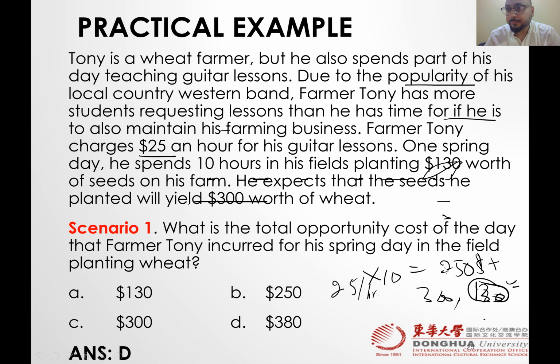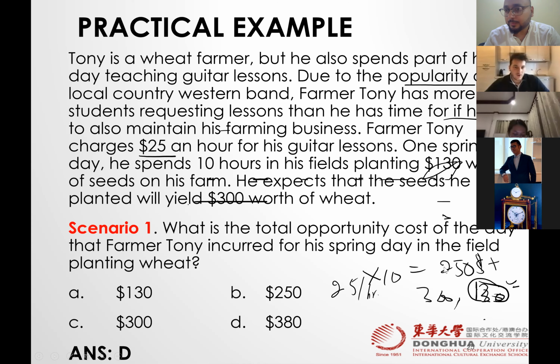Mirko? Okay, because we got a little bit confused between implicit cost and total opportunity cost. Implicit cost, or the other name is opportunity cost, is just a part, which is 250. Total opportunity cost is the sum of both implicit plus explicit. Right?